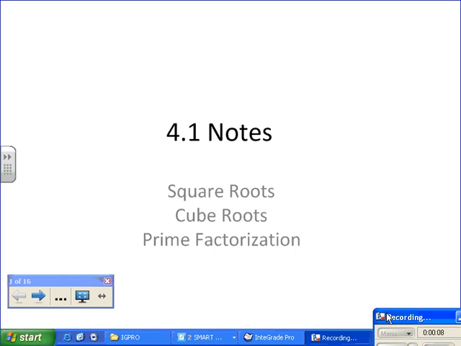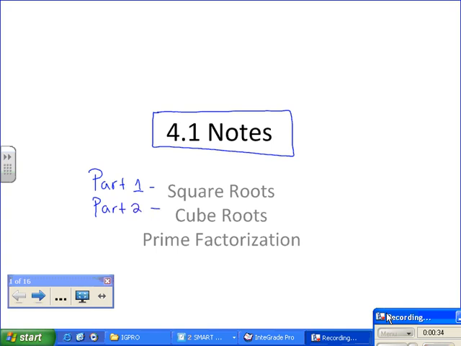This is Unit 2, and we're starting off looking today at square roots and perfect squares. We're going to break this lesson into 3 parts, and this is part 1 that we're doing right now, looking at square roots and perfect squares. Part 2, we'll be looking at perfect cubes and cube roots. And part 3, we're going to look at factor trees or prime factorization. So let's go ahead and get started today.